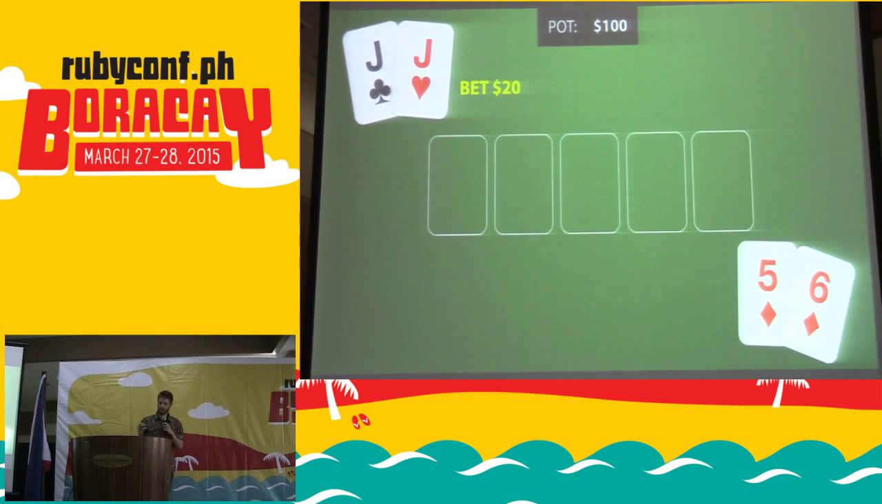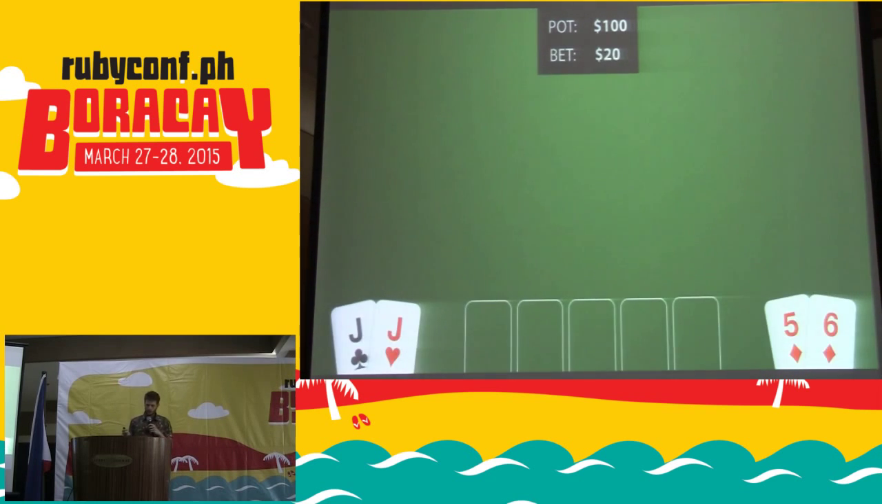Again, 5 6 of diamonds versus the 2 jacks, $100 in the pot. The bet is $20, but this time we're before the flop. We don't know any of the exposed cards. So let's take the same thought process that we took before and try to determine that statistically profitable decision again. This time we only know 4 cards, so there are 48 remaining cards in the deck.